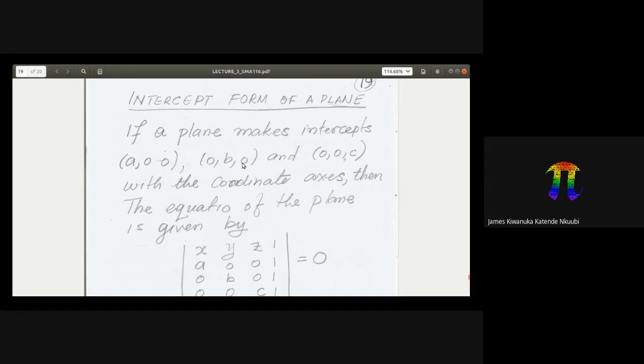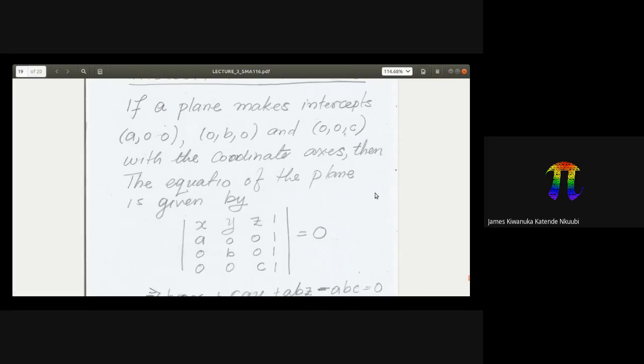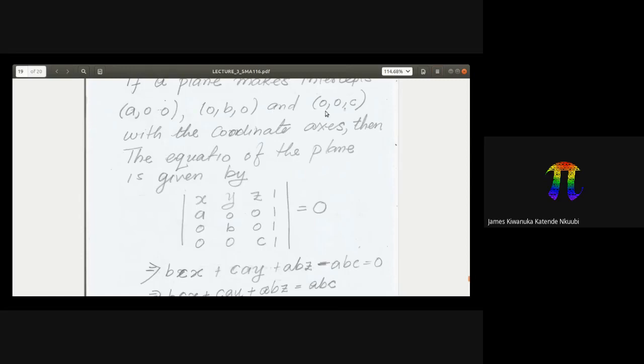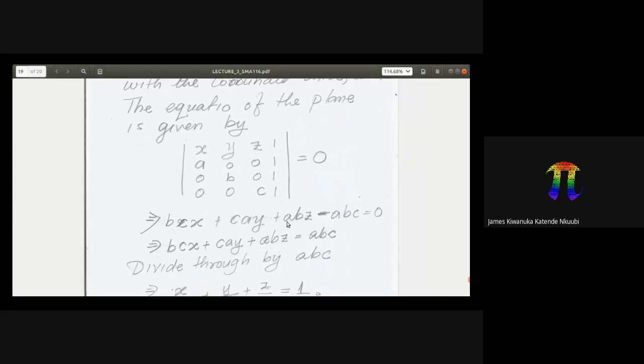So if these are 3 points on the plane, remember we have the 3-point form of the plane. You can just apply that 3-point form to these 3 points. But now these will be the points at which the plane cuts the x, y, and z axis. And that will be the determinant of this matrix. If you find the determinant of this matrix, it will be this: bcx plus cay plus abz minus abc is equal to 0.